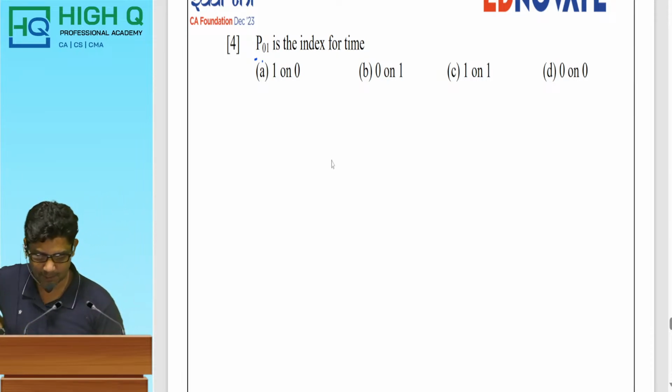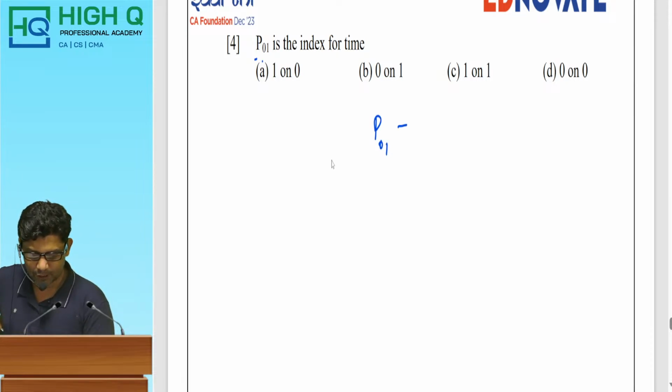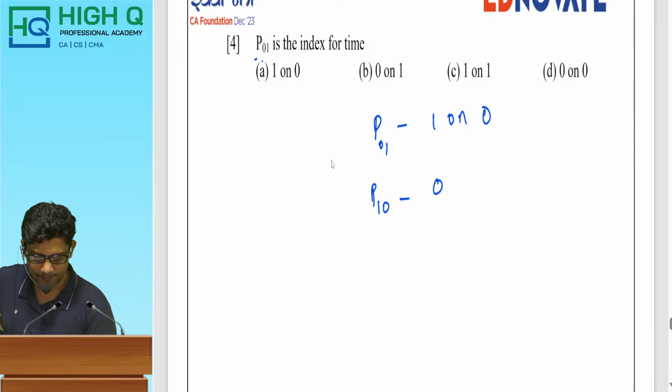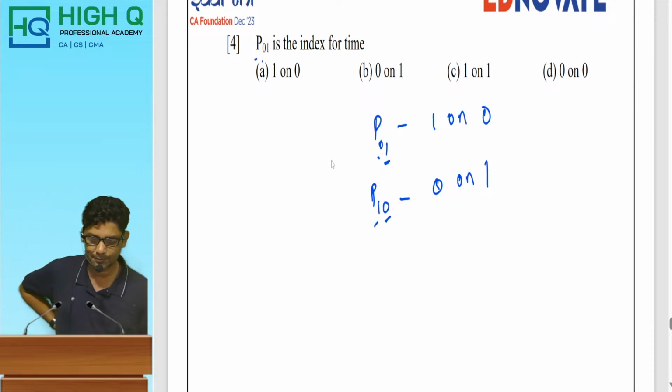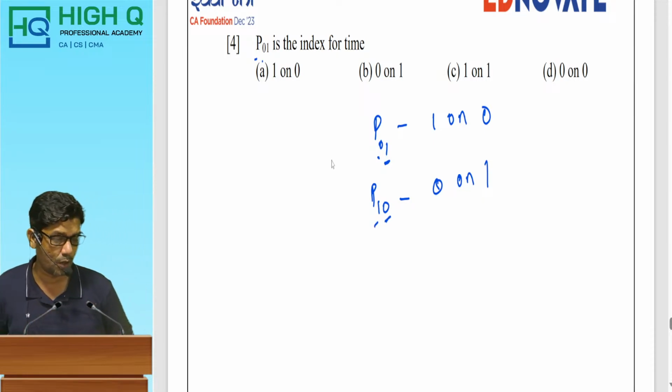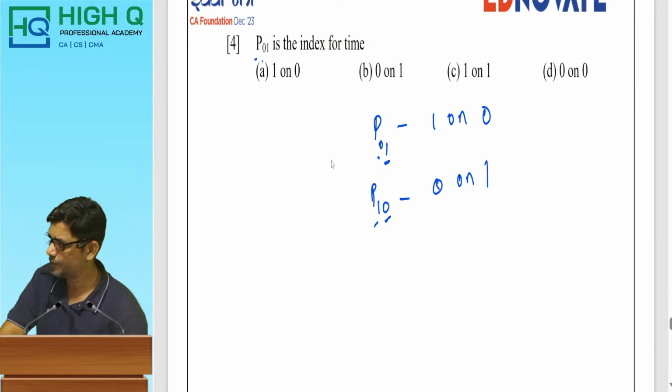Please give me the answer, my dear. Chota Bhim has given A. Others? See, actually P01 is 1 on 0. The meaning of P10 is 0 on 1. Current year index based on base year index; base year index based on current year index. What is base year index? It is always 100.